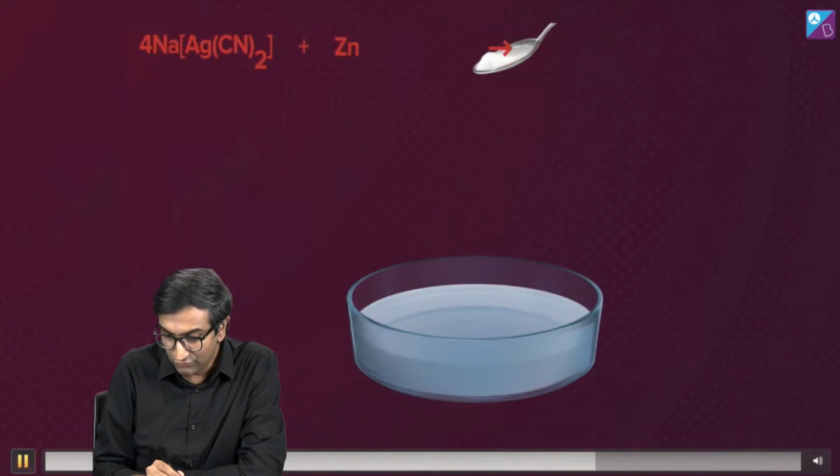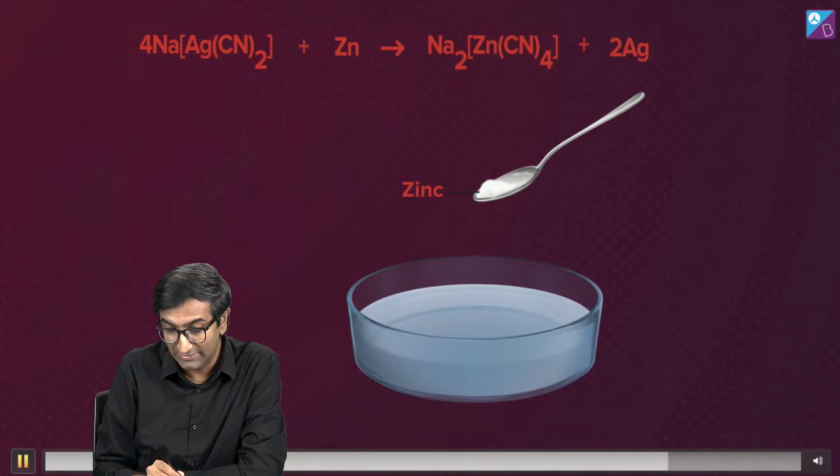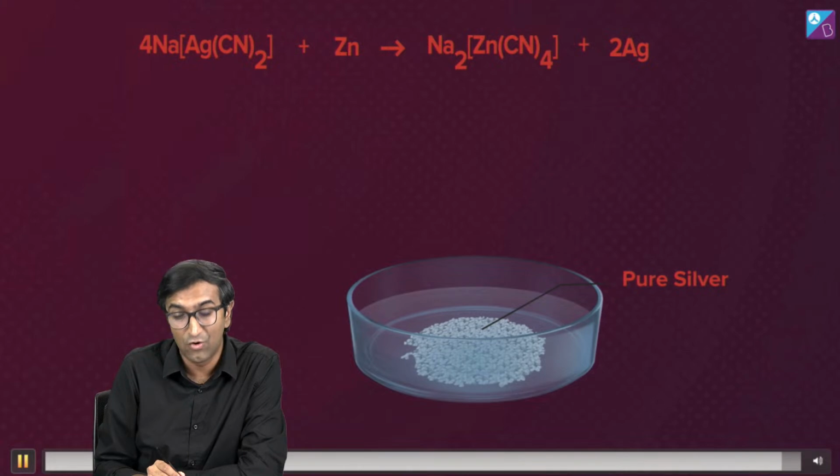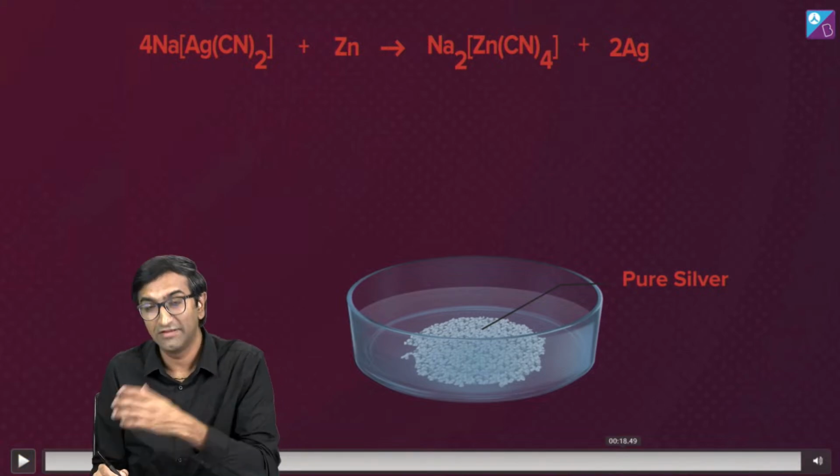After this, you've got this in solution. And I add a little zinc powder. As soon as I add the zinc powder, pure silver precipitates out and the zinc complex remains in the solution. That's the process. It's as simple as that.